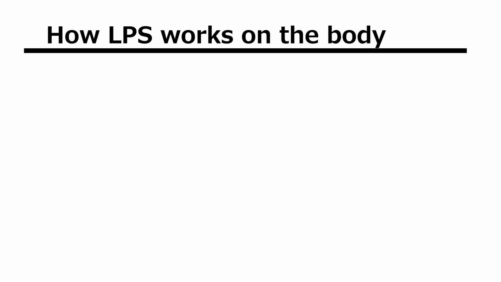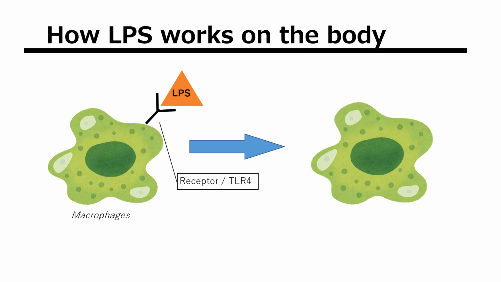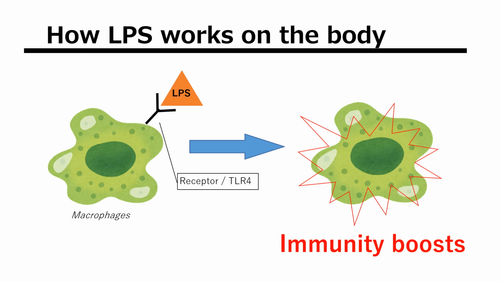Now, let's move on to the mechanism of LPS. As I mentioned earlier, once gram-negative bacteria are damaged or die, LPS is released. LPS attaches to receptors called TLR4 on macrophages. After that, the macrophages are activated and natural immunity is boosted.